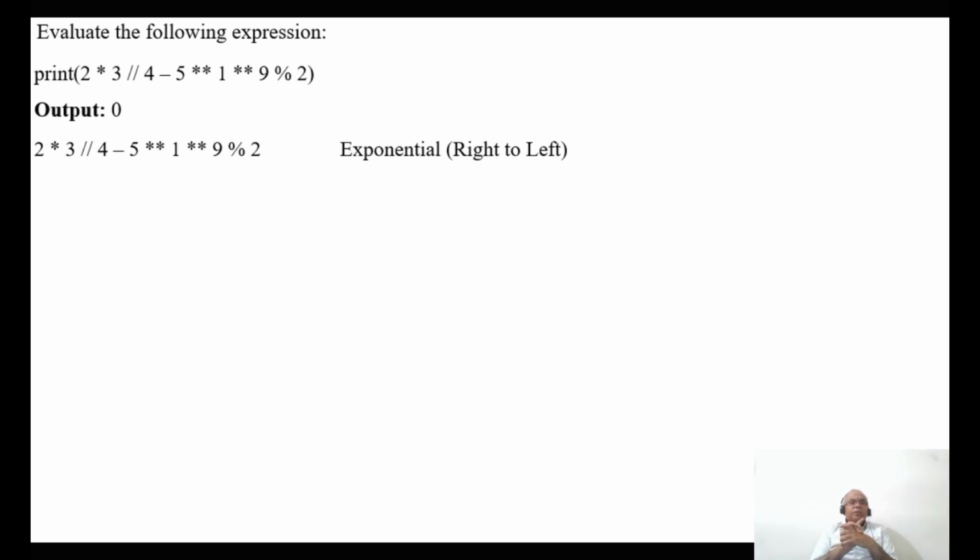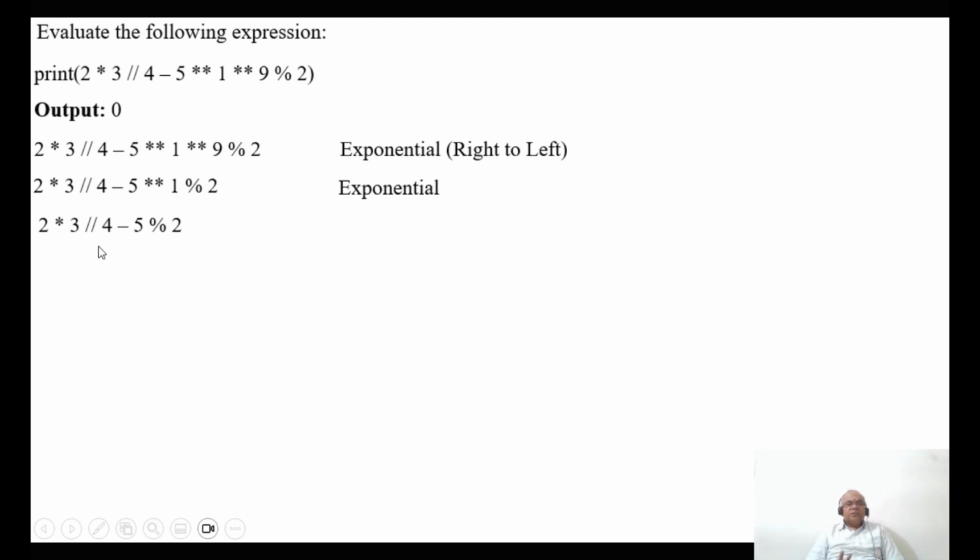So in that case, 5 to the power of 1 to the power of 9. So that means 5 to the power of (1 to the power of 9), and 1 to the power of 9 will always be equal to 1. So the expression becomes 2 star 3 floor division 4 minus 5 double star 1 percent 2. Then again you have exponential, 5 to the power of 1 becomes 5. 2 star 3 floor division 4 minus 5 percent 2 now.